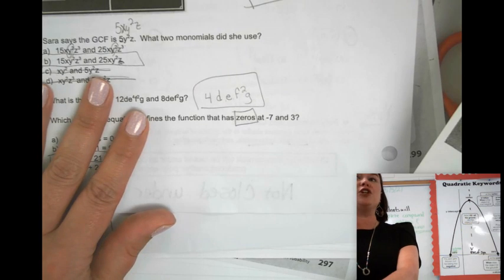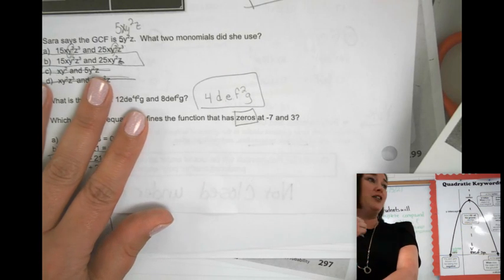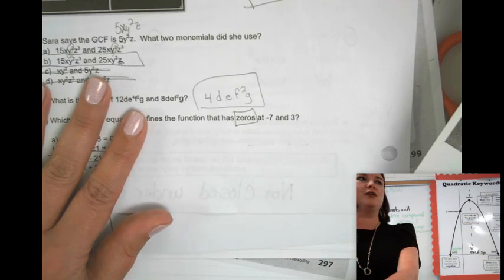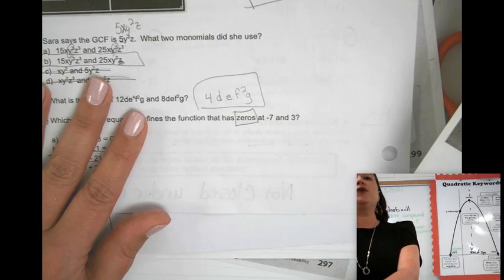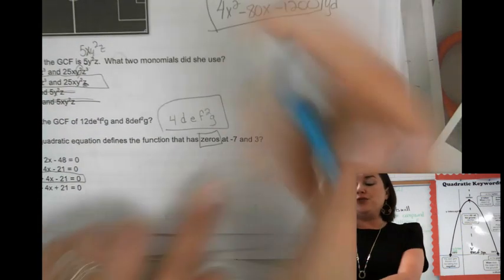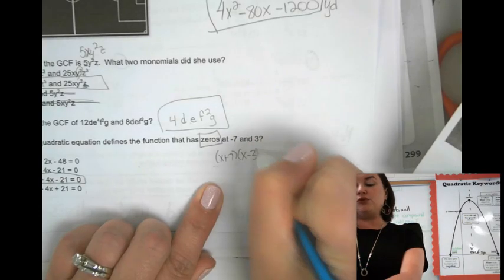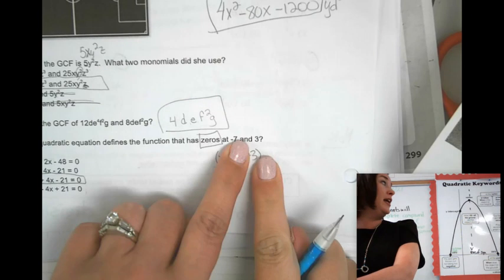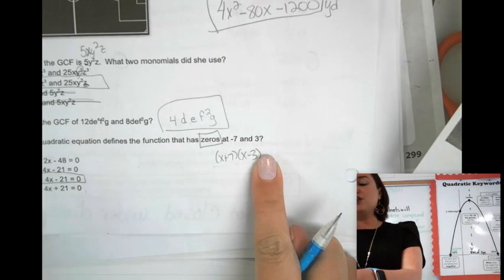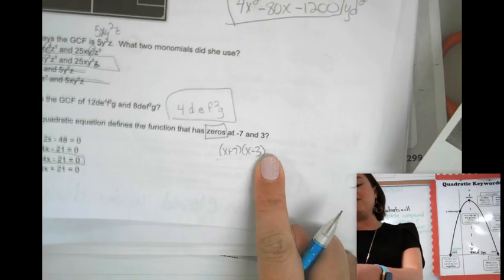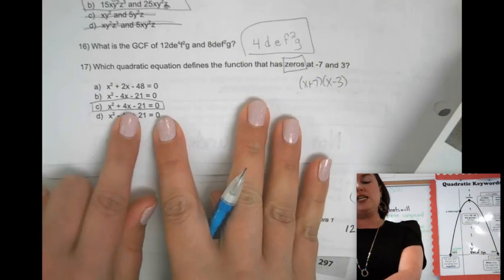So there are several ways you could go about this problem. When I was doing this problem in my head real fast, I factored it quickly because that is the fastest thing for me. I knew it was going to have to be x plus 7 times x minus 3 to give me those two answers. So the only one that factors to be x plus 7 times x minus 3 is C.